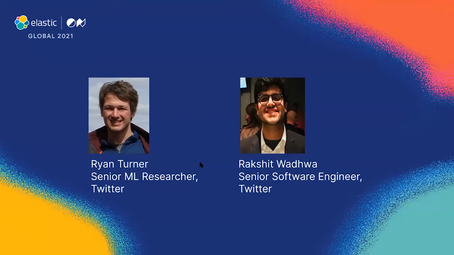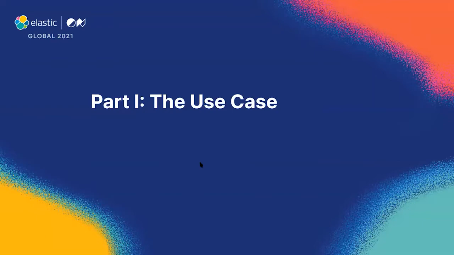Along with me is Ryan Turner, the one on the left, and Ryan is a senior machine learning researcher at Twitter. He has been at Twitter for the past 2 years and is part of the Cortex team. The Cortex team provides machine learning solutions and expertise for various projects across Twitter. Let's begin with an introduction about the problems that we are trying to solve here.